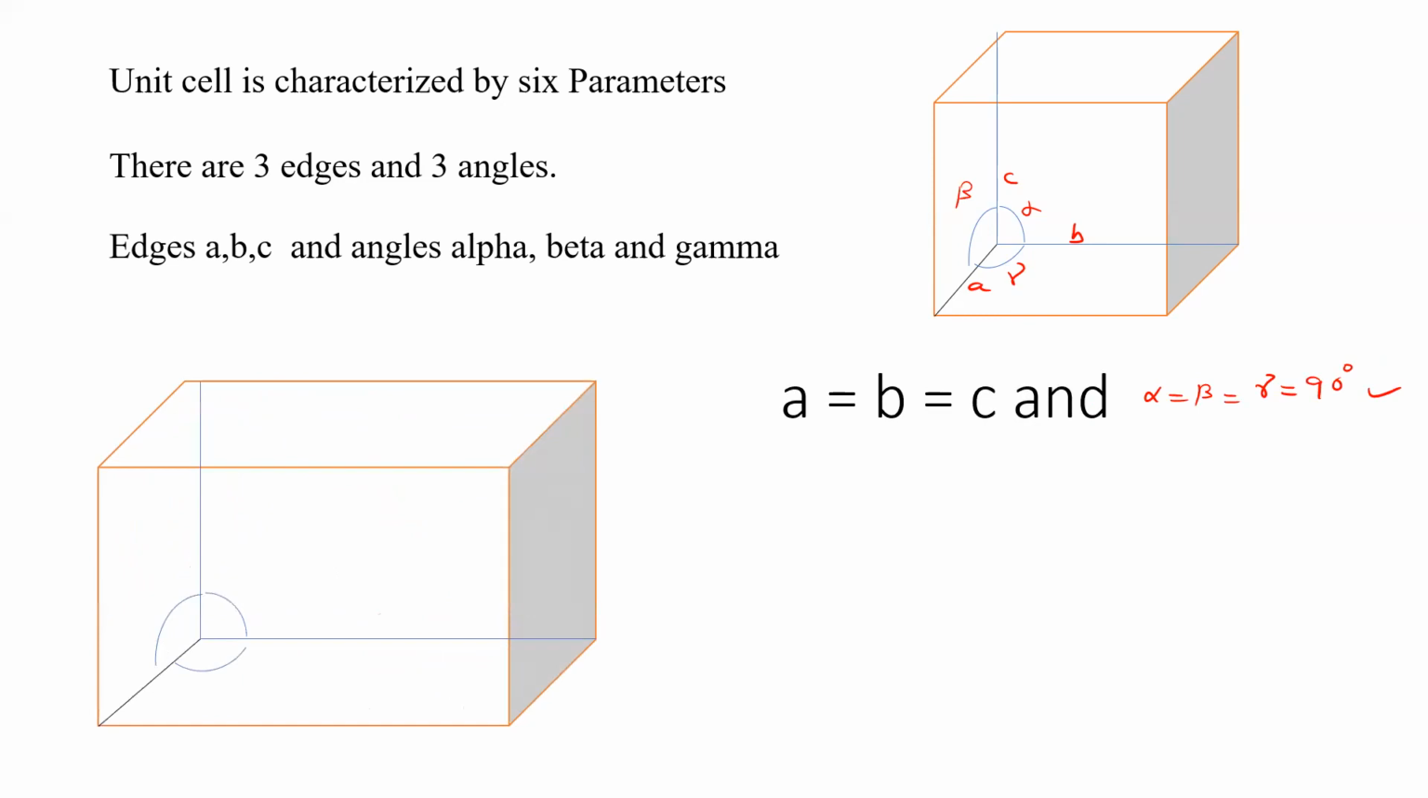Suppose a cuboid is like this. Here A is different, B is different, C is different, because the lengths are different. B has somewhat more length when compared to A and C. That's why A not equal to B not equal to C, but at the same time alpha equals beta equals gamma equals 90 degrees. The angles between them are equal to 90 degrees.